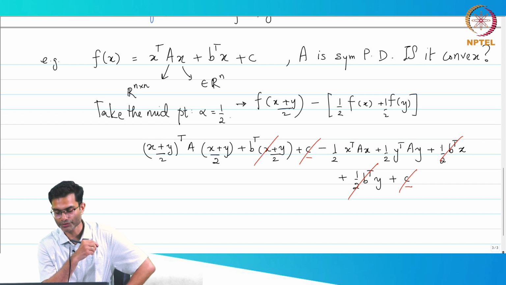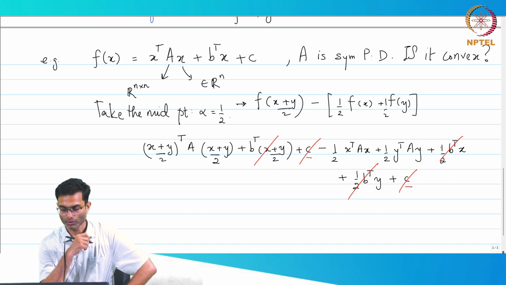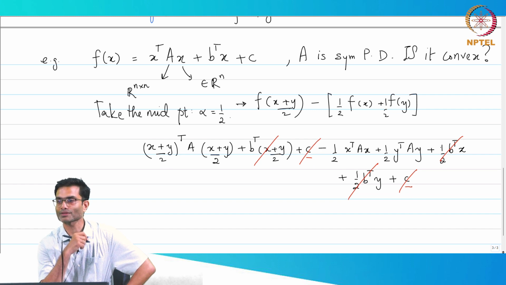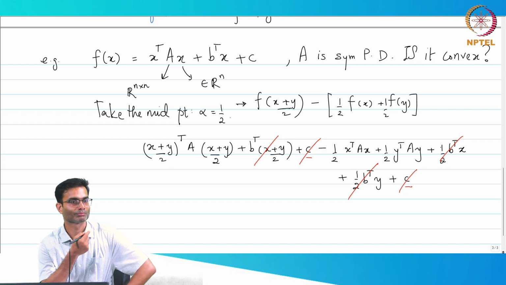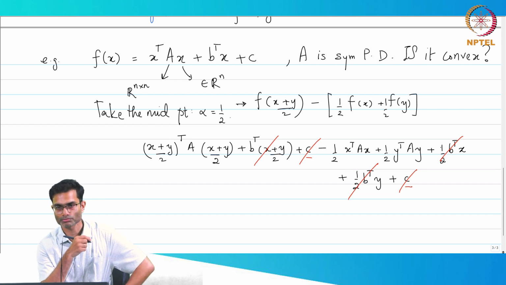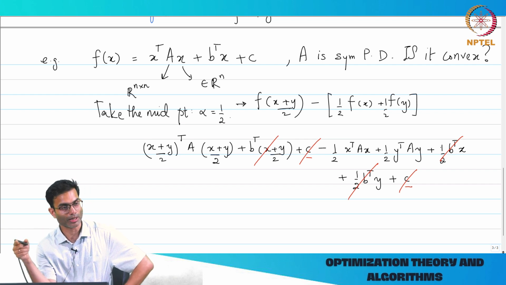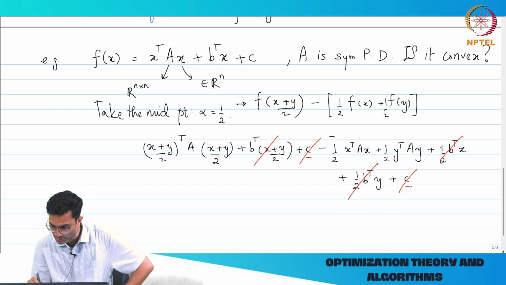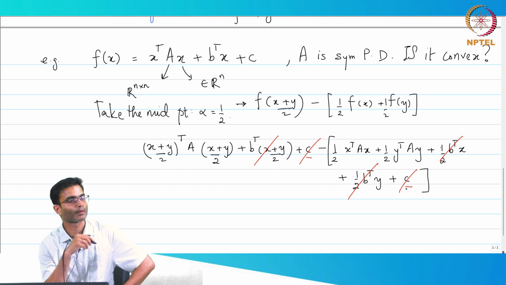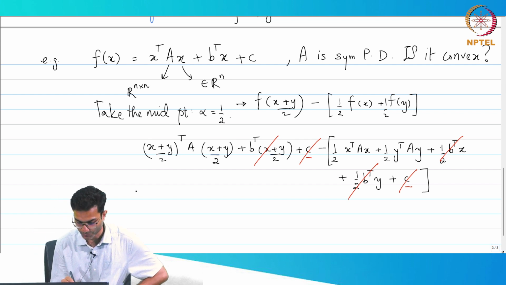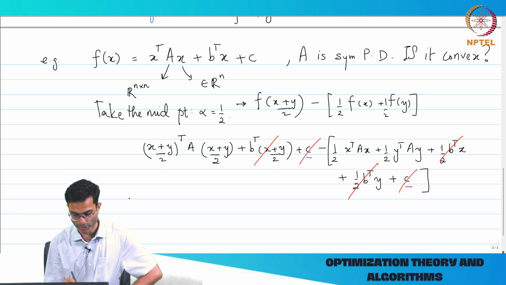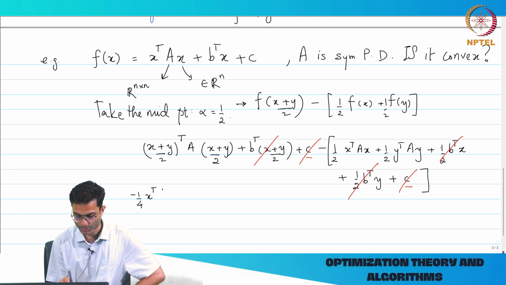So let's look at the coefficient of x transpose Ax. On the first term, what is the coefficient of x transpose Ax? One-fourth. Come on, this is not that hard. Half into half is 1/4. And after the minus sign, what do I have? Actually, I should put a minus sign entirely over here. Yeah, that is. So what will I be left with? What is the coefficient of x transpose Ax in the net? So I have a minus 1/4 x transpose Ax.